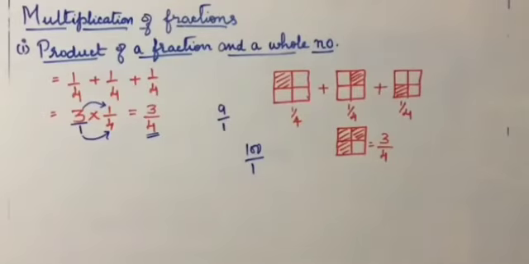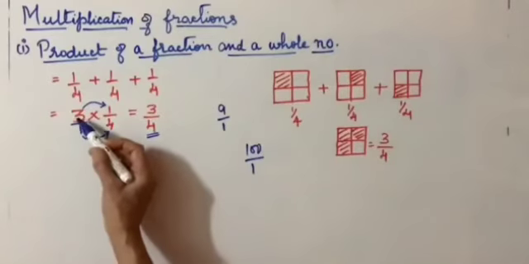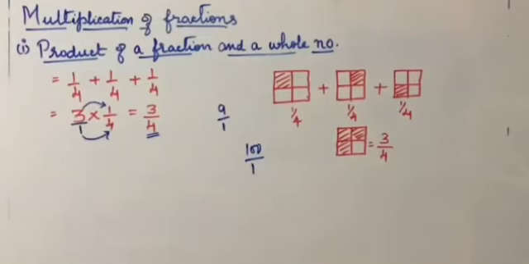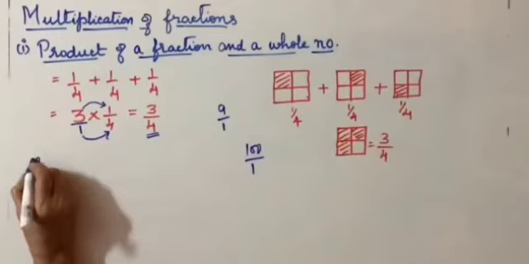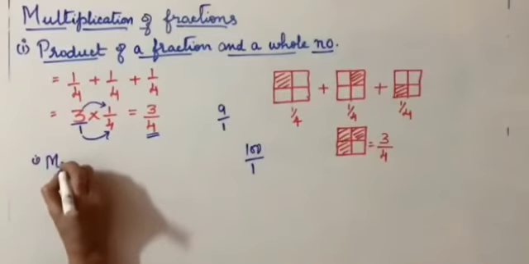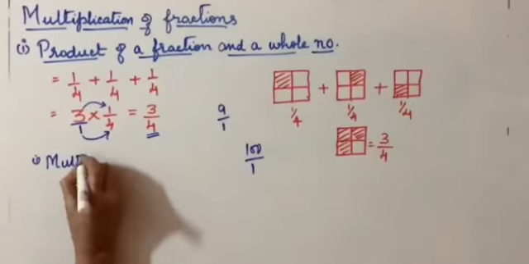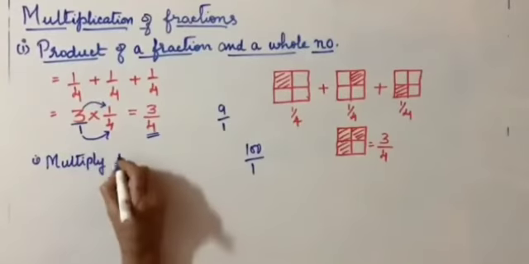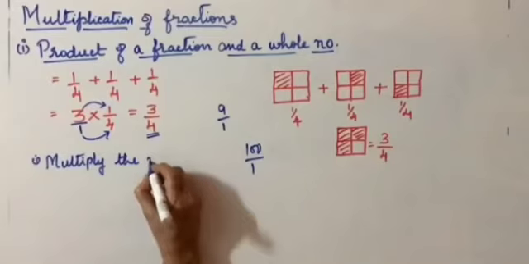Please write down the rule. To multiply a fraction by another fraction or whole number, whatever it is, what did I tell you? Even if it's a whole number, you can convert it into a fraction by dividing by 1. So, the first step for that is: multiply the numerators.